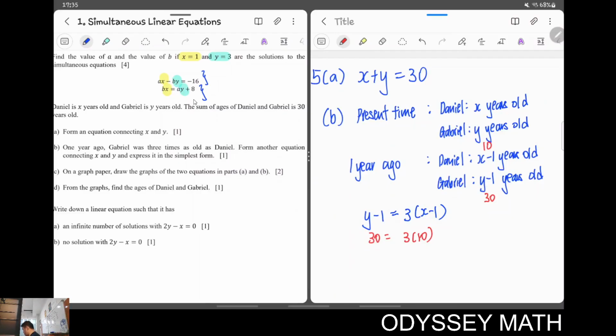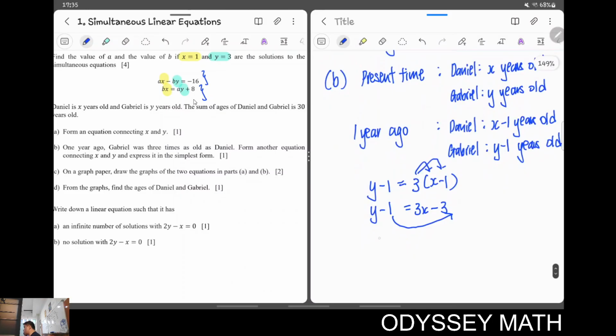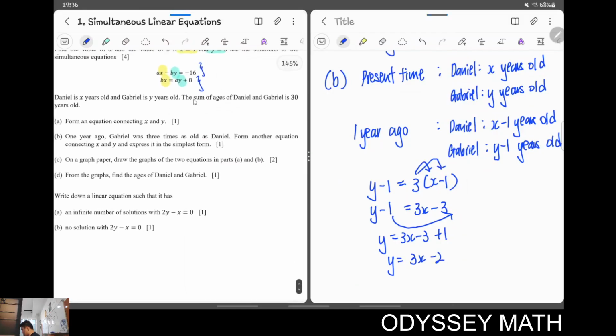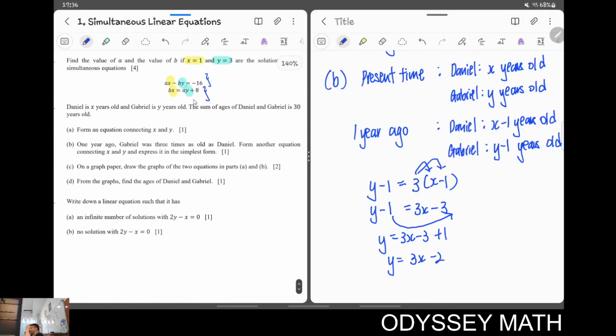And then, students, do the rainbow. Love the bracket. Rainbow it in. 3 times x, 3x. 3 times minus 1, minus 3. Verbally say it in your head. So it's y minus 1 here. Now we bring the minus 1 to the right. Remember a linear equation, change the sign. It becomes plus 1. So y equals 3x minus 2. That's part B, based on the information provided in part B. Y equals 3x minus 2.